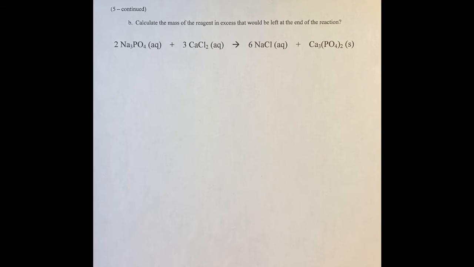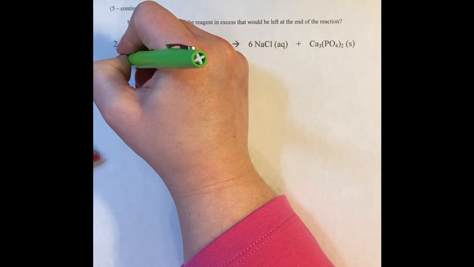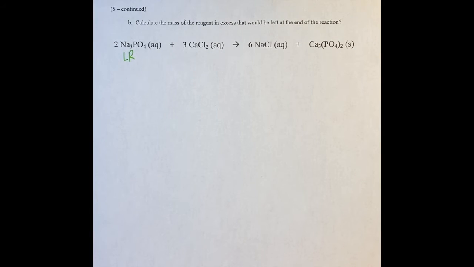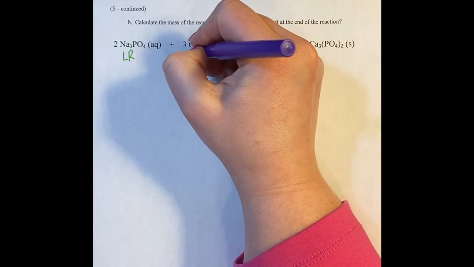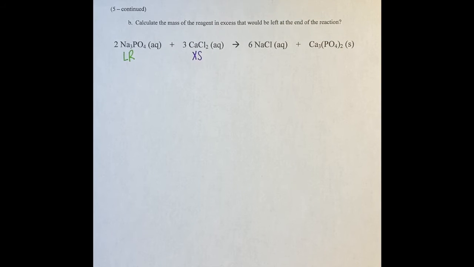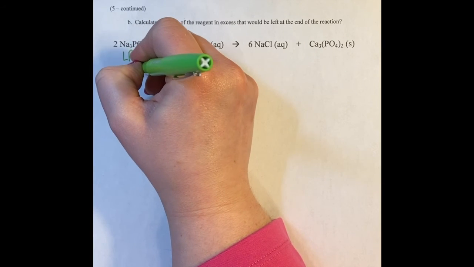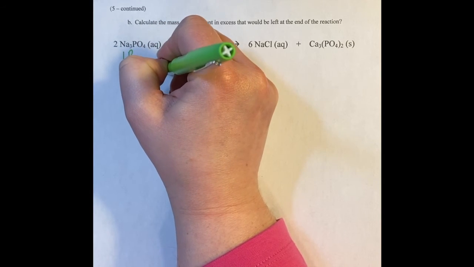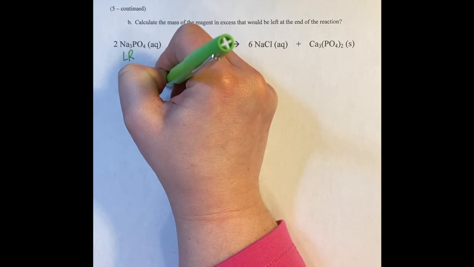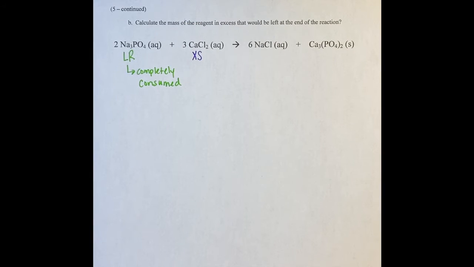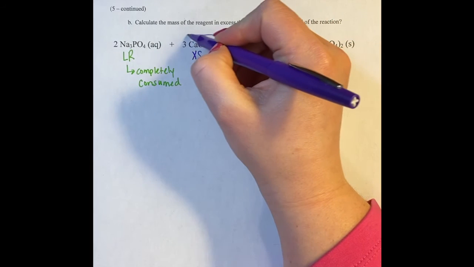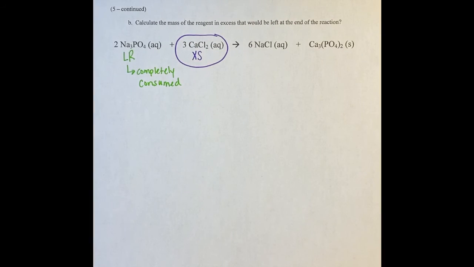Now in question 5B, we're asked to calculate the mass of the reagent in excess that would be left at the end of the reaction. So in 5A, we learned that the sodium phosphate was our limiting reagent and that the calcium chloride was our reagent in excess. So based on that information, we know that the sodium phosphate is going to be completely consumed, and so in this question, we're looking to find out how much calcium chloride is going to be left over at the end of the reaction.